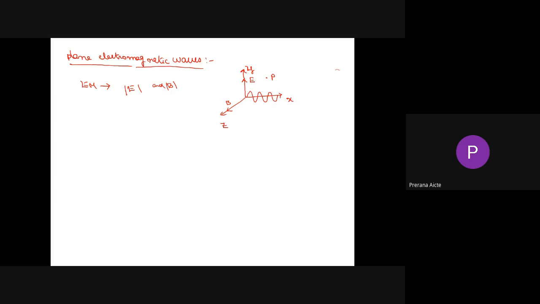So a collection of such waves from the individual sources is called electromagnetic waves. The surface connecting points of equal phase in all the waves is called the wavefront. So collecting all the waves from the different sources with the same phase, that is called a wavefront.